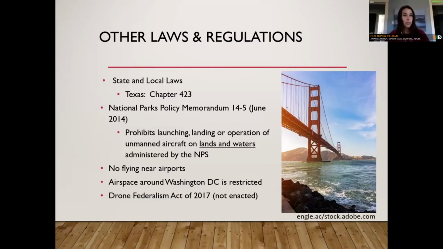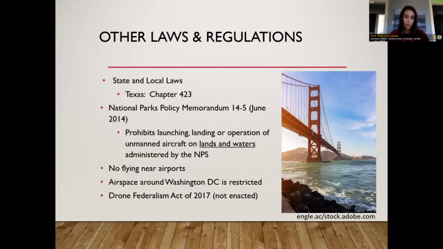If you do violate the National Parks policy, it's a misdemeanor with a maximum penalty of 6 months in jail and a $5,000 fine. The other thing to think about is you cannot fly near airports. That shouldn't be surprising, but the reason is it's difficult for pilots to see these small unmanned aircraft.